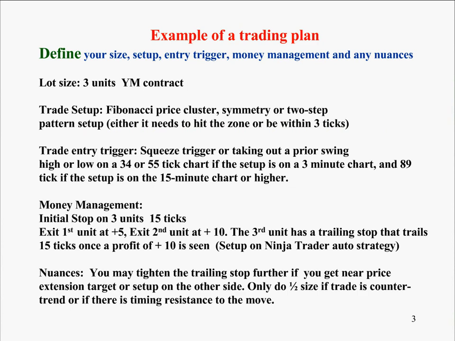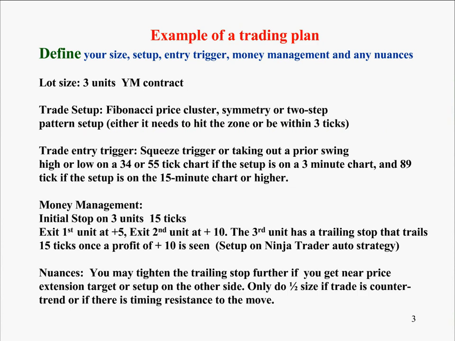So let's say this is an example. You're choosing a lot size. It's 3 units. Okay, the setup: a price cluster, symmetry, or two-step pattern. Okay, and it needs to hit the zone within 3 ticks, either plus or minus. It either has to be above it or below it or in it.